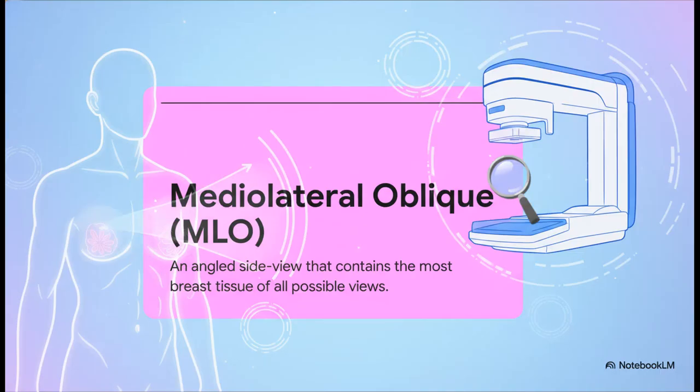And then there's its crucial partner, the medial lateral oblique, or MLO view. This is the big one. It's a single, angled side view image, and it is specifically designed to capture the most breast tissue possible in one shot, especially that area up towards the armpit. It's the most comprehensive picture they take.